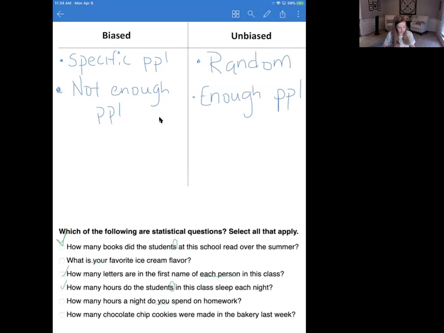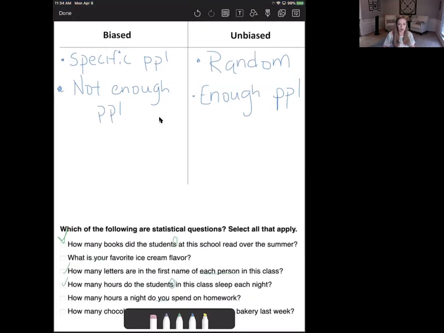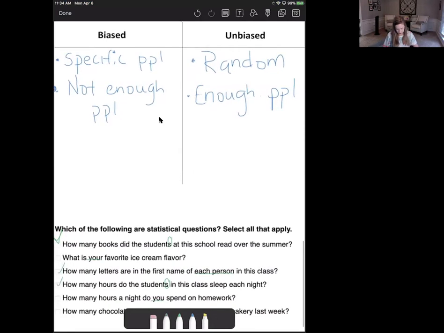This one confused some people because it talks about cookies, and that seems like a lot, but it's only talking about one bakery. So that's only going to give us one answer. Let's say they made 500. Okay, so that's one answer. Now, if it said, how many cookies did each bakery in the city make last night or last week, that's going to be statistical. So it has to give you lots of answers.